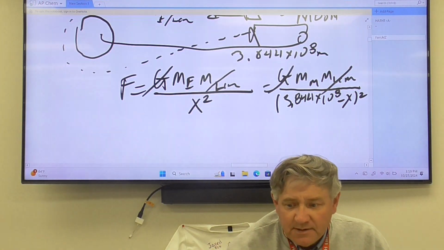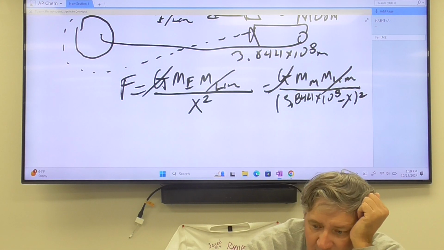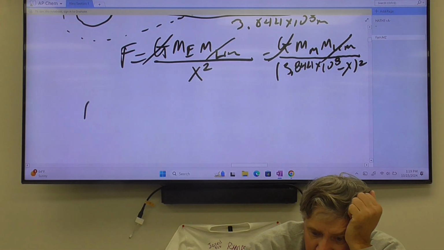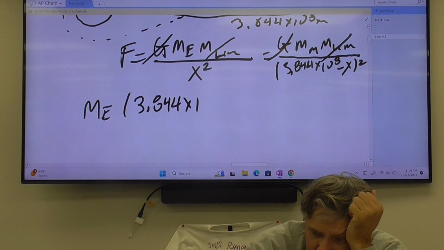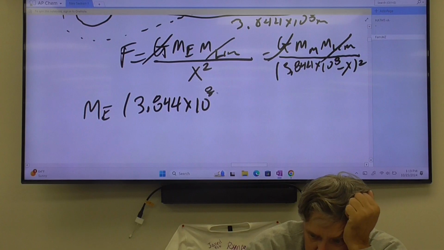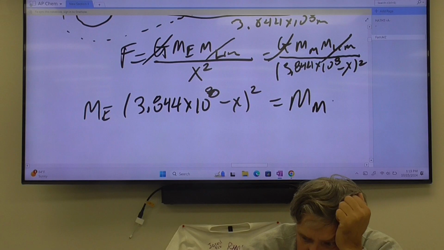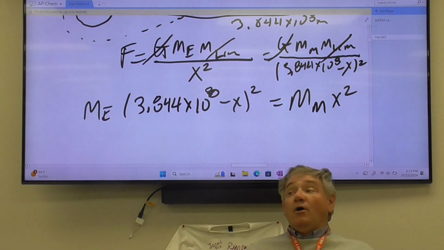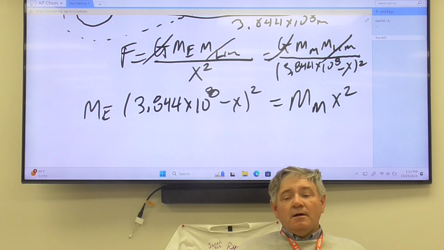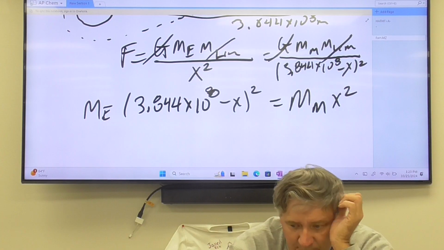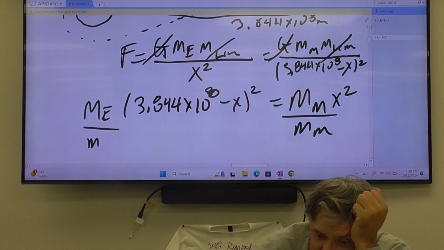That's gone. Now, you all know my aversion to fractions. So at this point, I'm going to cross multiply. So I'm going to have the mass of the Earth times 3.844 times 10 to the 8th minus x, quantity squared, is going to equal the mass of the moon times x squared. All I do is cross multiply. Nothing fancy. I cancel things out, I cross multiply. Now, to make this simple, because I actually want numbers, I'm going to divide both sides by the mass of the moon, because that way I can get x squared by itself.